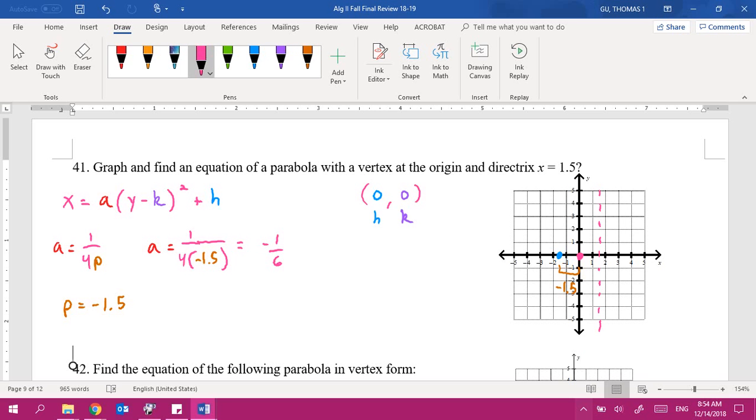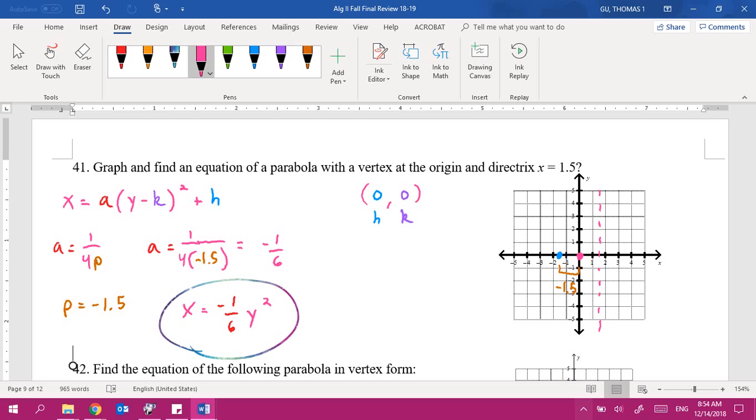And so we already have all the information to write our equation. That's going to be x equals negative 1 over 6 times (y minus 0) squared plus 0. But we don't need to write the plus 0, so we can just put x equals negative 1 over 6 y squared. That's the equation. And now we just need to graph it.